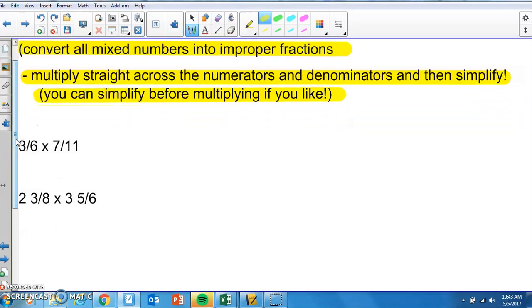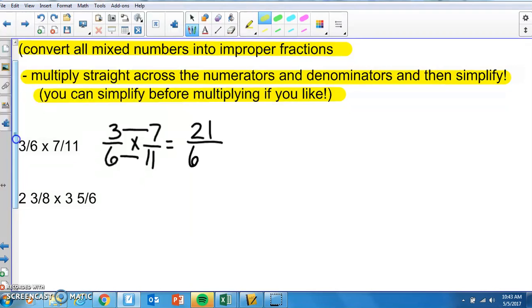All right? So I have 3/6 times 7/11. I don't have mixed numbers, so I just multiply straight across. If I want to, I can look at the bottom and the top, see if anything simplifies. In this case, it does not. So I multiply straight across the top. 3 times 7 is 21.